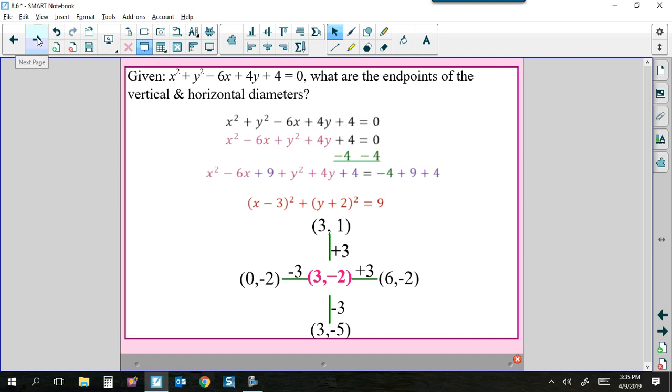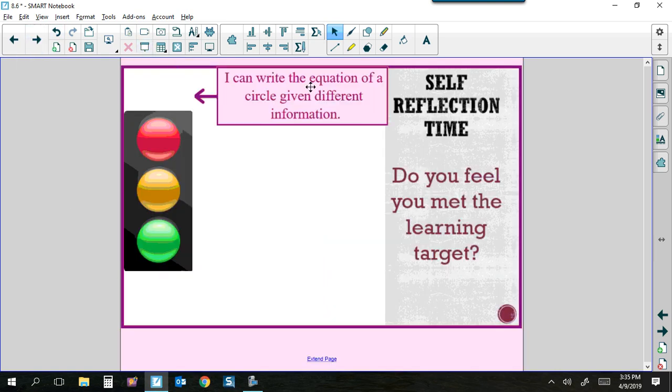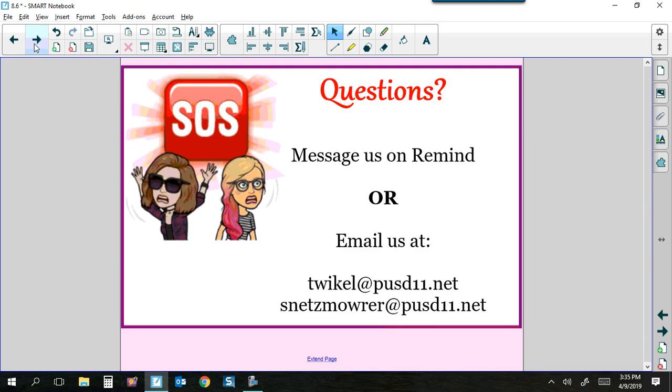Easy. Hopefully you guys feel confident about this. Given the different parts of an equation, hopefully you can figure out what the equation would be and what the center and what the radius all is. If at any point completing the square was confusing for you or you have questions about something that we did, please don't hesitate to reach out to us.